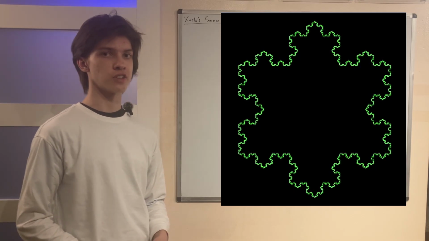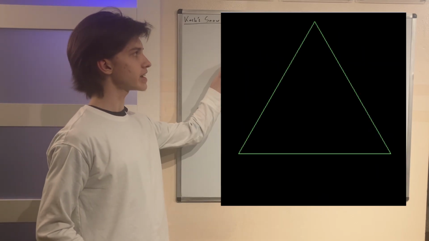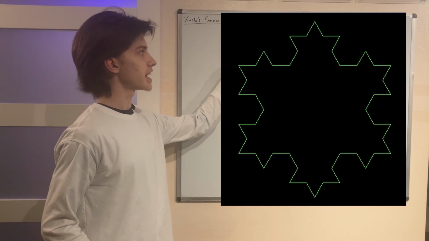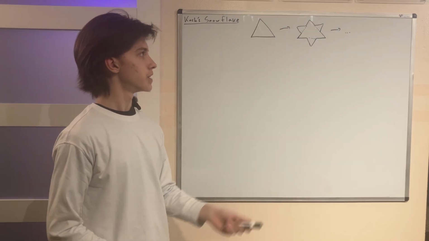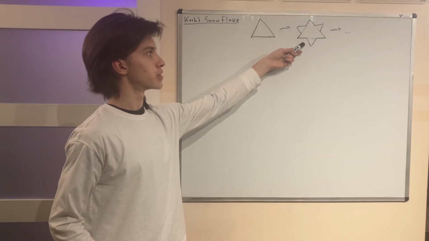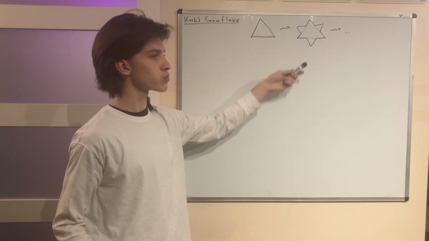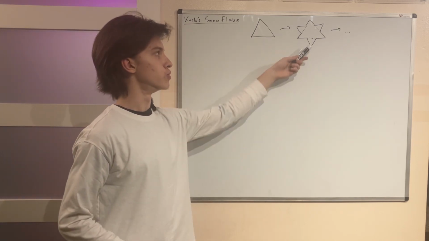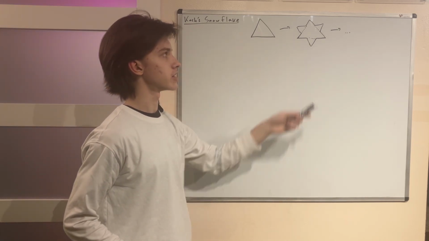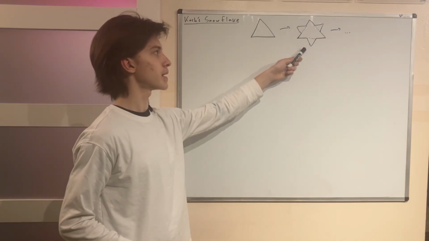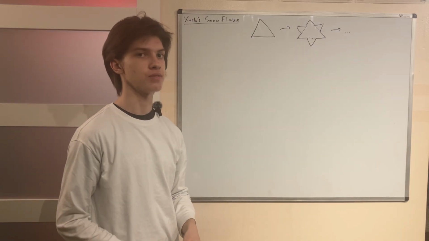So the process is really simple. You start with an equilateral triangle, then you divide each side into three pieces. Then, taking the middle piece, you construct another equilateral triangle with those lengths pointing outward. And finally, you remove this middle piece to make a closed shape. And you get these kind of spikes pointing outwards from the middle of these sides.